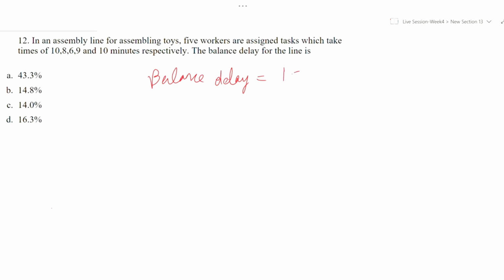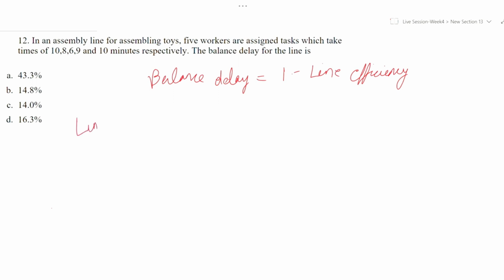Balance delay is equal to 1 minus line efficiency. So this represents the ineffectiveness of the assembly line. Hence, it should always be as small as possible. So, we'll again calculate the line efficiency here.